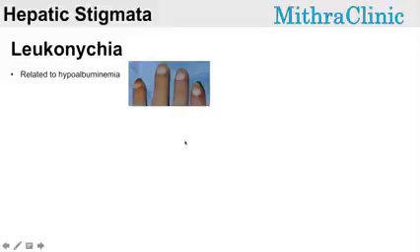Another hepatic stigmata is leukonychia. Leukonychia is a whitening of the nail bed. Normally it's usually pink or red, but in these patients you see a whitening of the nail bed, and this is related to hypoalbuminemia as well.